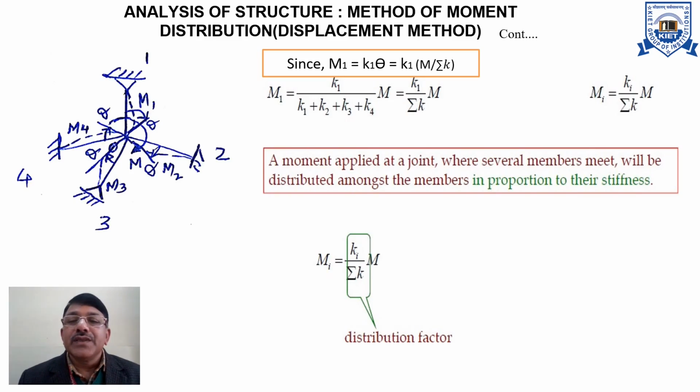Notice here, this summation of K is the total sum of the stiffness at the joint, and the moment in member 1, that is M1, is going to be multiplied with the stiffness K1 of the member. So if I say M upon sigma K is a constant value, then multiply K1 and you will find the answer. So the distribution factor is the ratio of the stiffness of the member to the total stiffness at the joint.